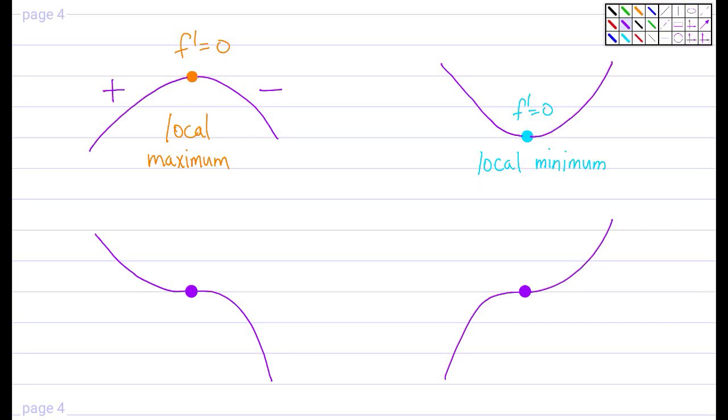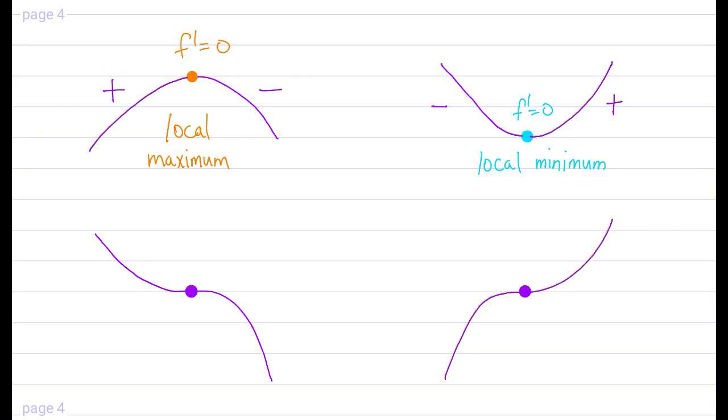It just flips for minimums. Negative on the left, positive on the right. And again, I'm talking about slope, right? The slope of this curve is negative here. It's positive here. If we go from negative to positive, then this dot must be a minimum. Okay, so those are the 2 cases that give us either a local maximum or a local minimum.